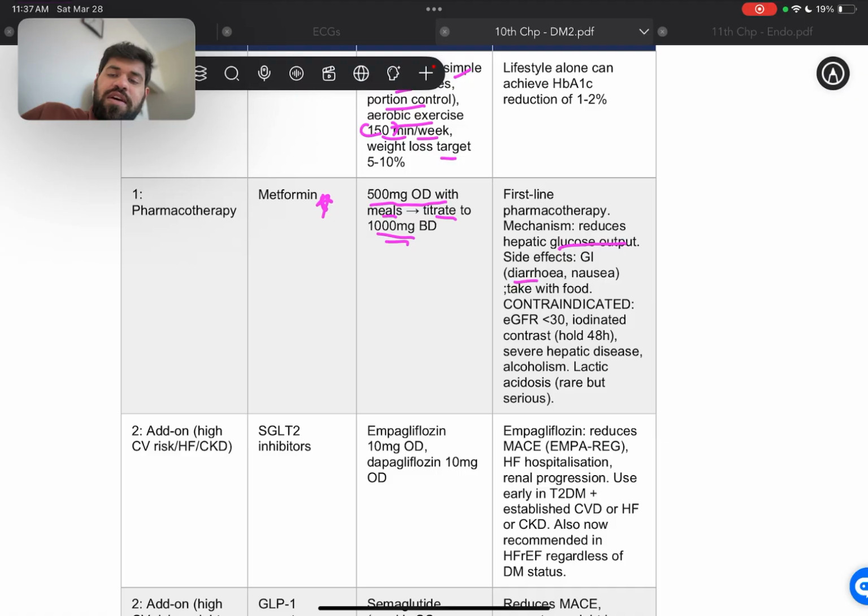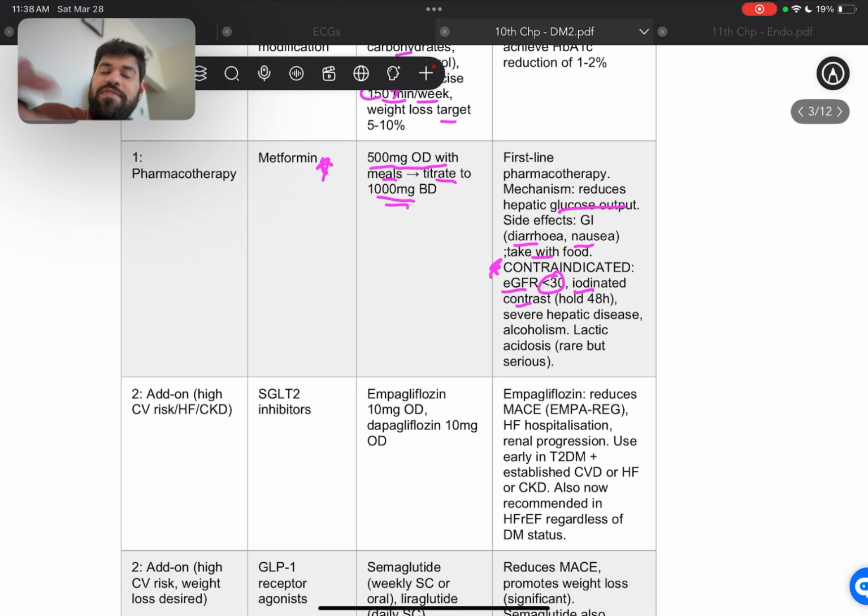Side effects could be diarrhea and nausea, so we take it with food, and it is contraindicated in kidney failure. So eGFR less than 30, or iodinated contrast: it has to be held for 48 hours. So if they have iodinated contrast, we hold metformin for 2 days or 48 hours. It is also avoided if the patient has severe hepatic disease, alcoholism, or lactic acidosis.